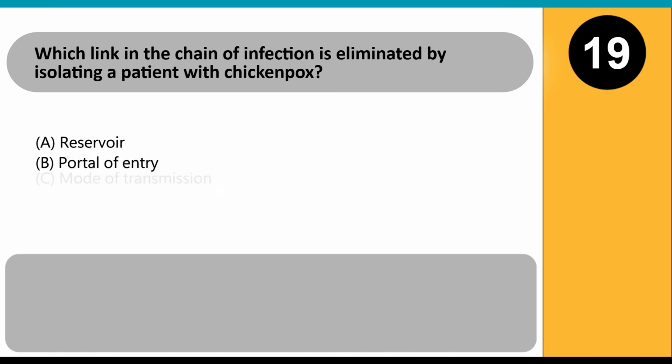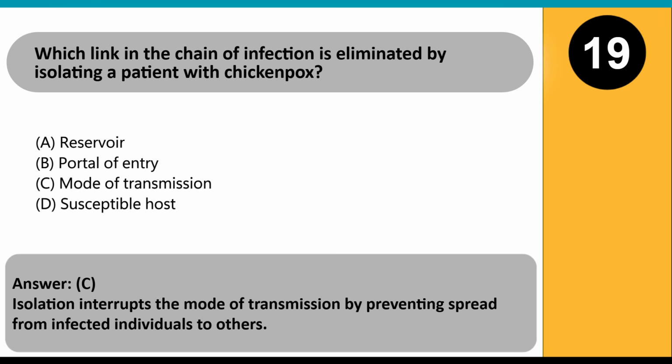Which link in the chain of infection is eliminated by isolating a patient with chickenpox? A. Reservoir. B. Portal of entry. C. Mode of transmission. D. Susceptible host. Answer: C. Isolation interrupts the mode of transmission by preventing spread from infected individuals to others.